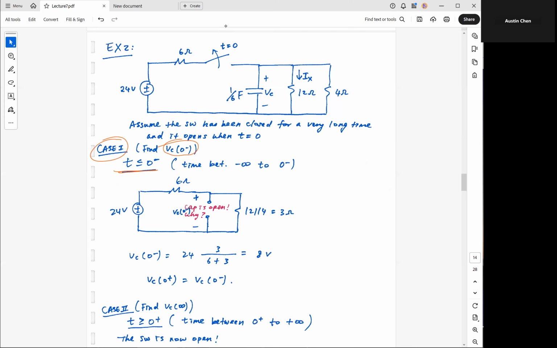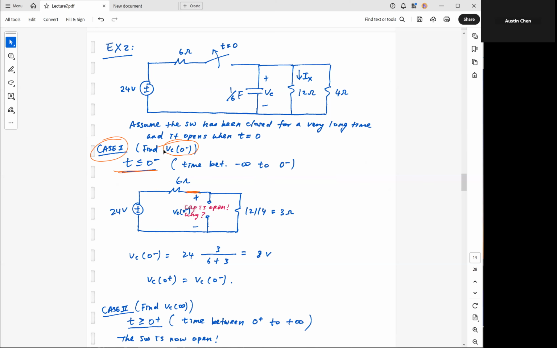You see that over here, right next to the 6 ohm, the switch is closed. It's represented by this short over here. So this is the circuit diagram corresponding to case 1, which is before the switching event. We'll work on this one first, and then we'll move on to case number 2, the circuit after the switching event.